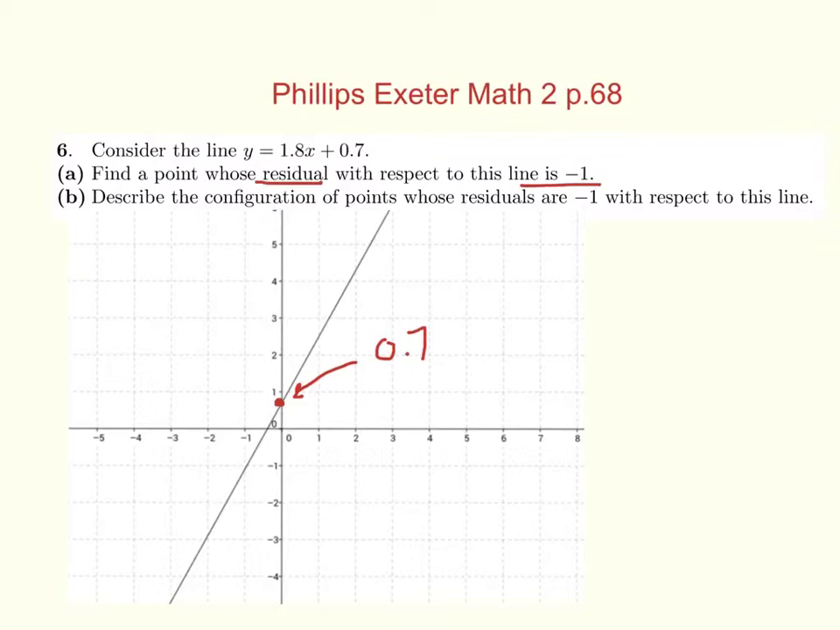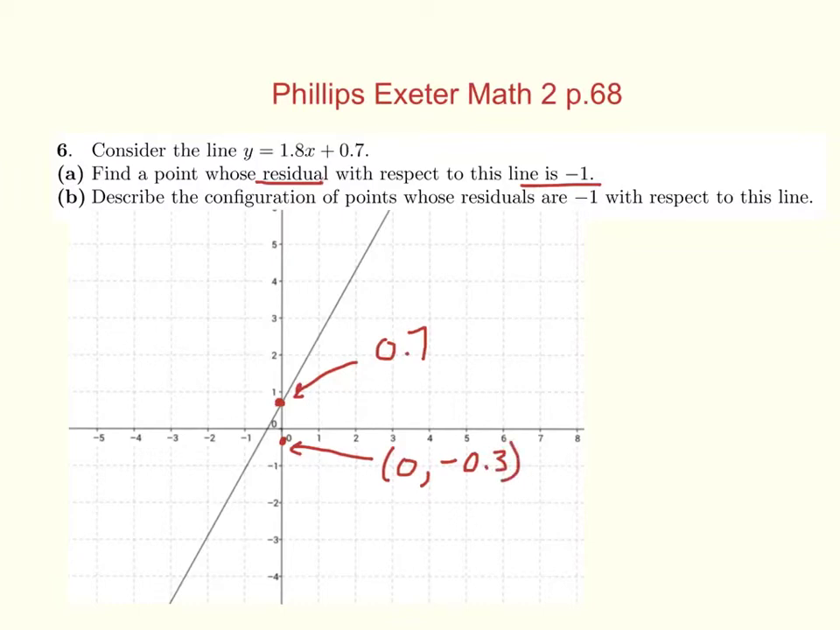Do I go up 1 or down 1? Down 1, right, because I want the point to have a negative residual. The point has to be below the line. So I'm just going to go down 1. Wouldn't it be 0, -0.3? Exactly. So that's down 1. And that new point will be 0, comma, -0.3. Subtract the 1.